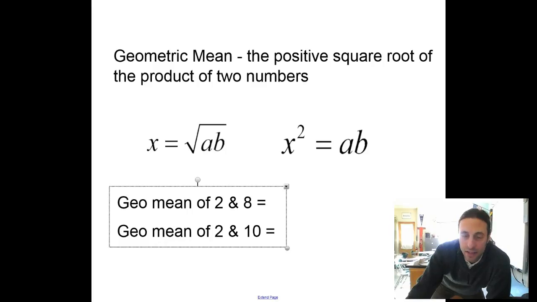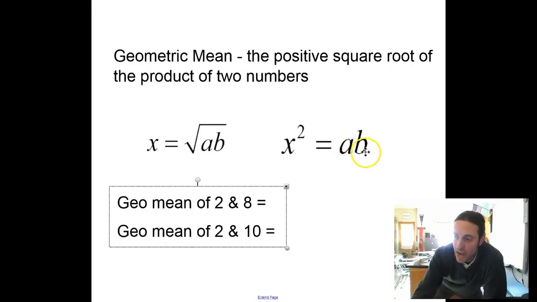Okay, welcome back. Now the next concept we need to talk about is geometric mean. Now you're all familiar with an arithmetic mean. Arithmetic mean, you add up all the values and divide by the number of values. Well, in geometry, it means you multiply those values together and take the square root. So what we're saying is it's the positive square root of the product of 2 numbers.